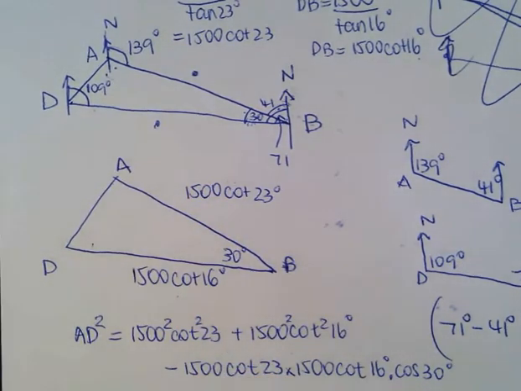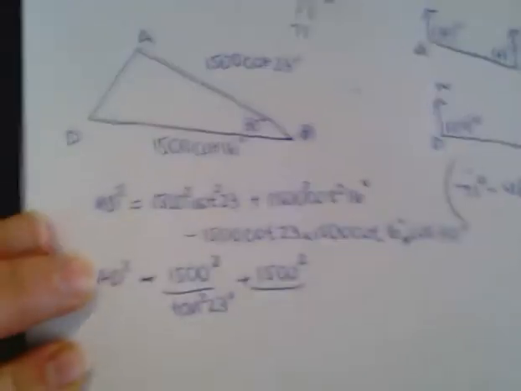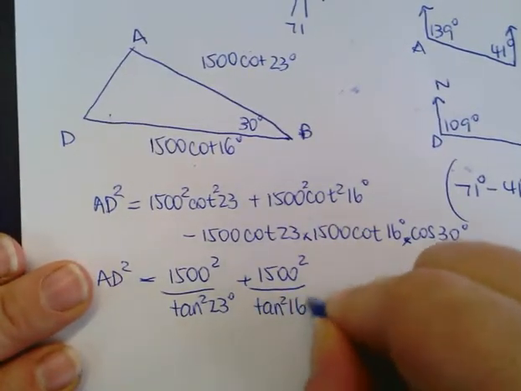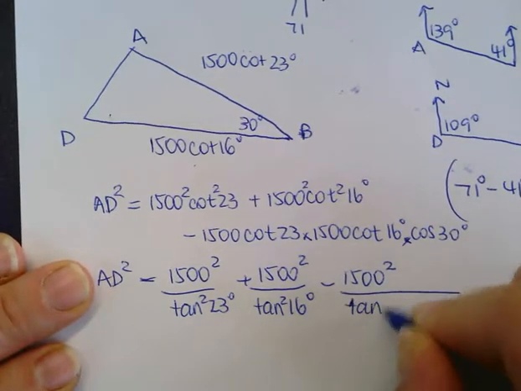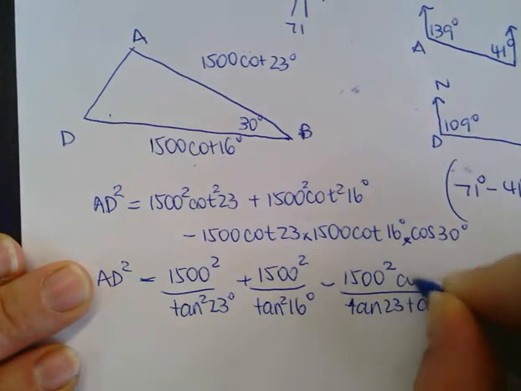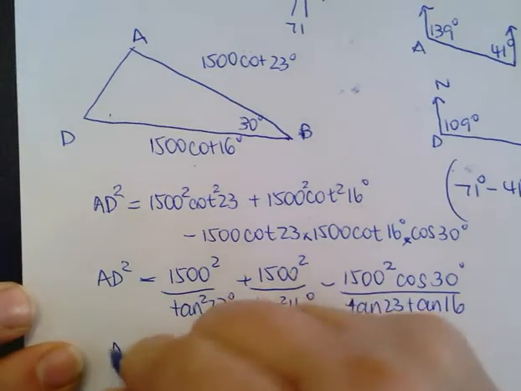And so AD squared is, and that can be just done on your calculator, but remember, we don't want to write it as cot because you can't do it as cot on your calculator. You could, 1500 squared is a common factor, so you don't have to enter it 3 times if you don't want to. It's up to you. But it is 1500 squared over tan squared 23. We could have kept it that way. Plus 1500 squared over tan squared 16, because that's how you're going to have to enter it on your calculator. Minus 1500 squared over tan 23, tan 16, and there is a cos 30 on the numerator as well. So that's what AD squared is.